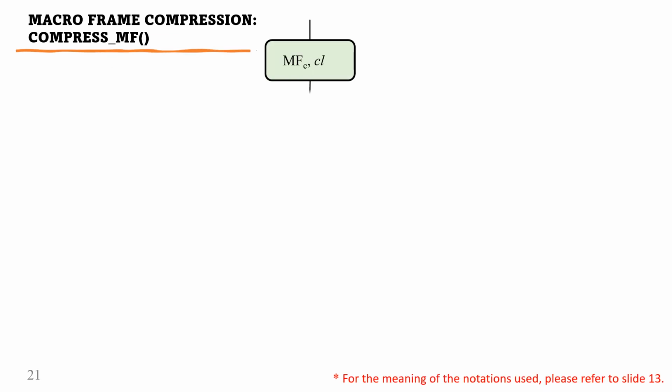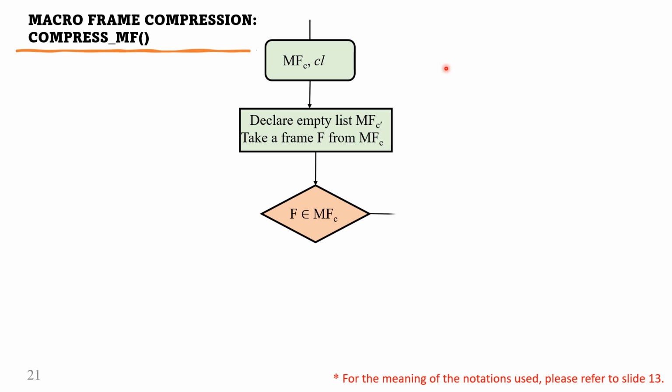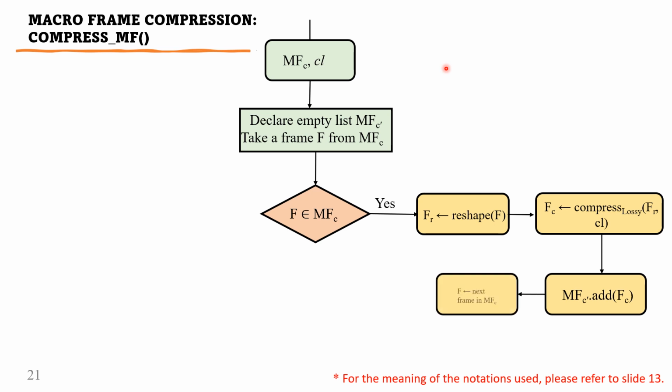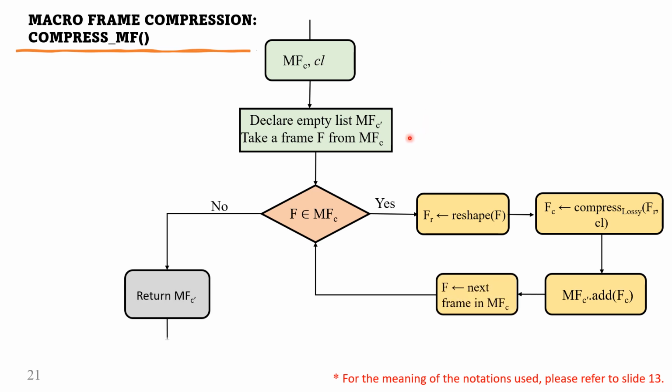This algorithm discusses the tunable lossy compression algorithm. It expects a compressed macro frame list and the desired compression level as an input. Initially, we declare an empty list MFC dash, which will store all the recompressed frames. And now for every frame in MFC, which is the macro frame list, we do frame reshaping followed by lossy compression of that frame to the desired compression level, that is CL, which is given as an input, and add this to our result list, which is MFC dash. We repeat this for all the frames in the list. And finally, we return our answer as MFC dash, which contains the recompressed frames.